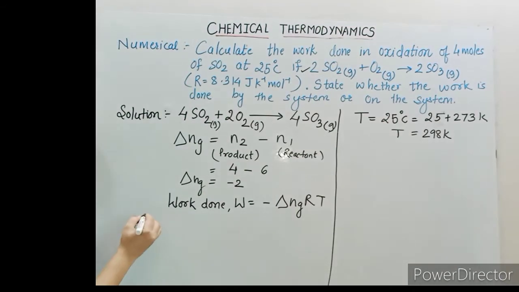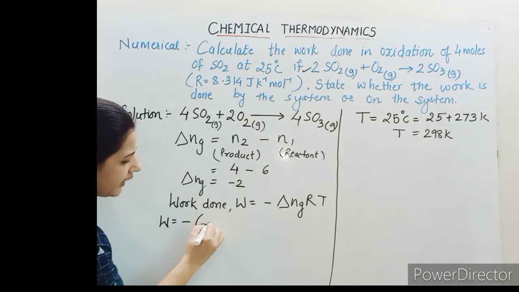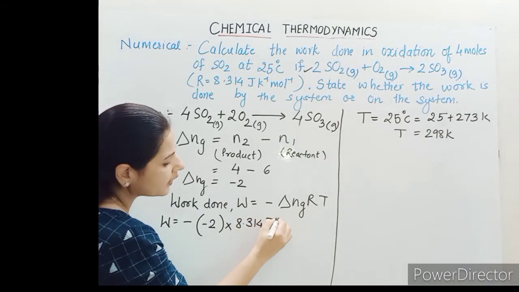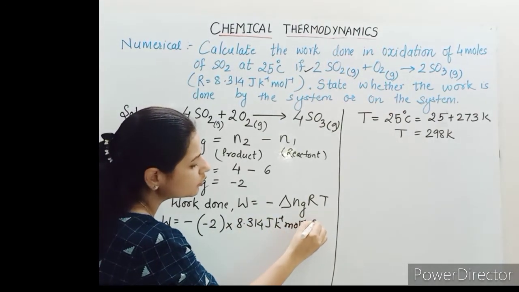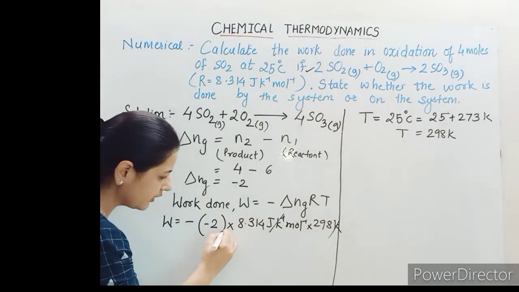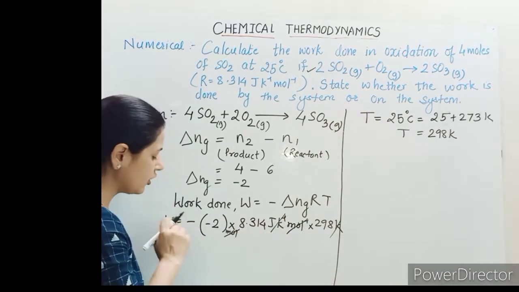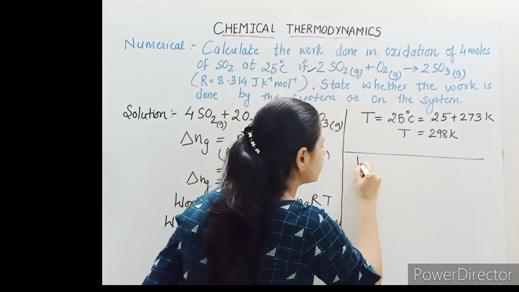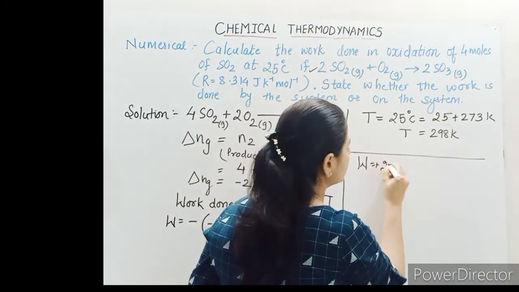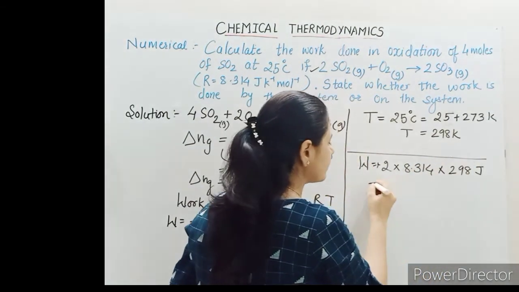So now we have to substitute. W will be equal to minus Δng, which is again minus 2, into R, which is 8.314 joule per Kelvin per mole, into 298 Kelvin. Okay. So this Kelvin will get cancelled. Here it is mole, so this mole and this mole will get cancelled and you will get the answer in joules. So W will be equal to, now here minus and minus will become plus. So 2 into 8.314 into 298 joules.